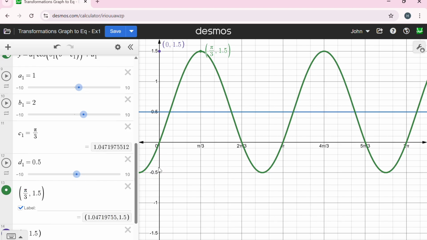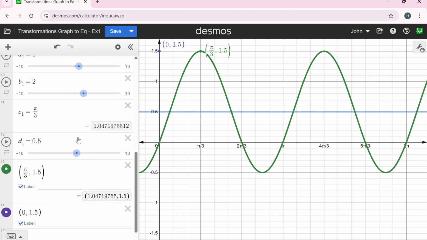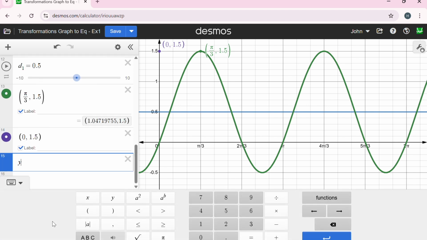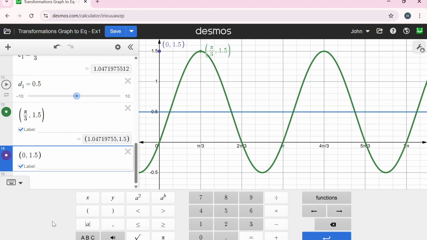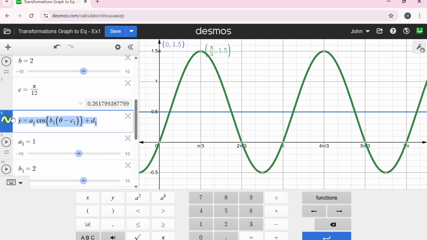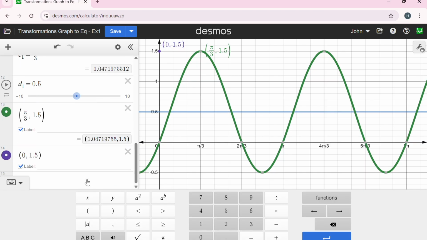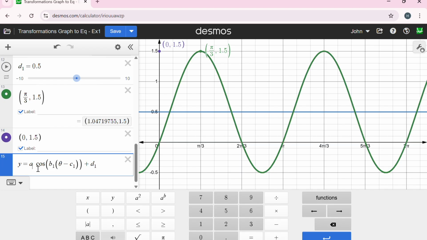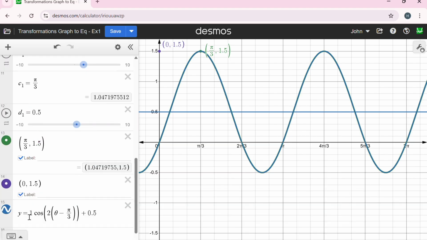So the cosine version is y equals, the a value is 1, the b value is 2, the c value is pi divided by 3, and then the d value is 0.5.